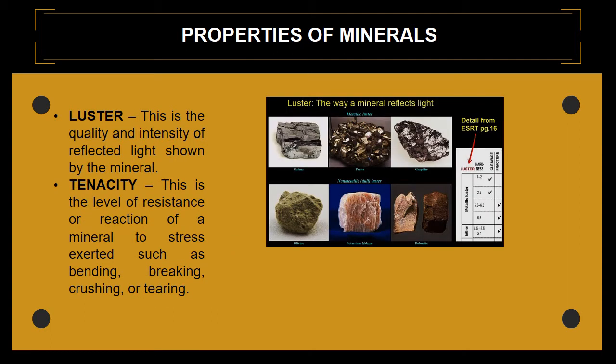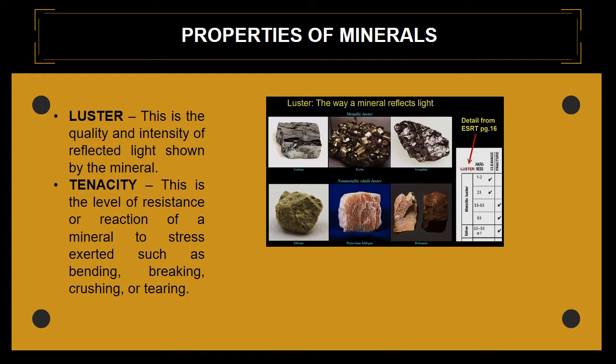So, next, luster. This is the quality and intensity of reflected light shown by the mineral. So, ibig sabihin naman na luster is yung quality and intensity ng reflected light. So, ibig sabihin yung binounce back nilang ilaw. So, dito sa picture, we have the example of luster. So, luster, the way a mineral reflects light.